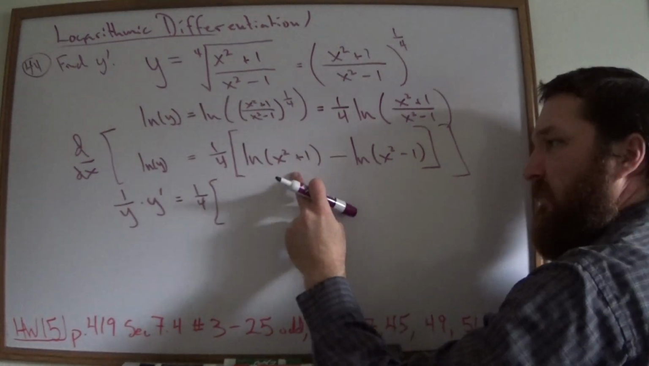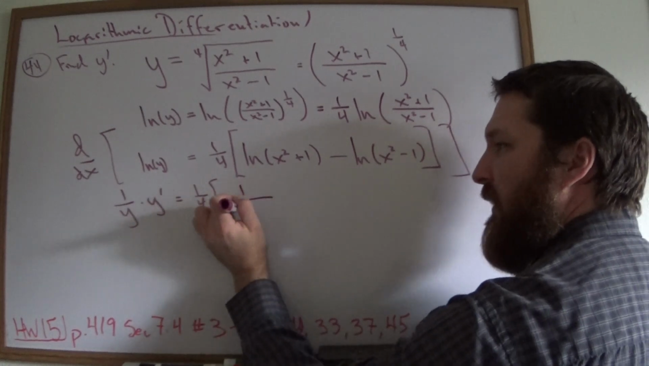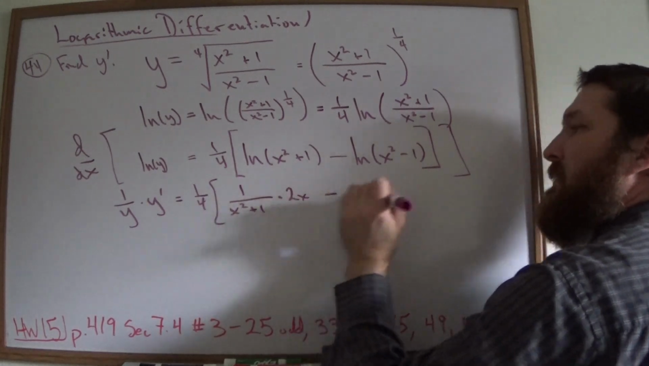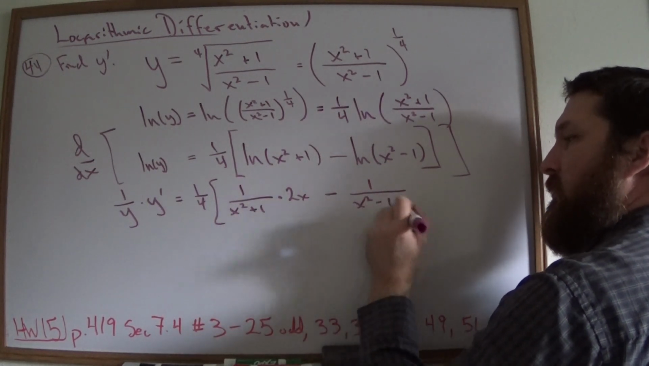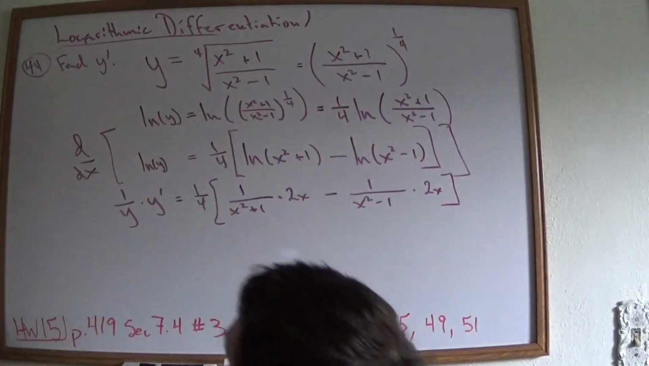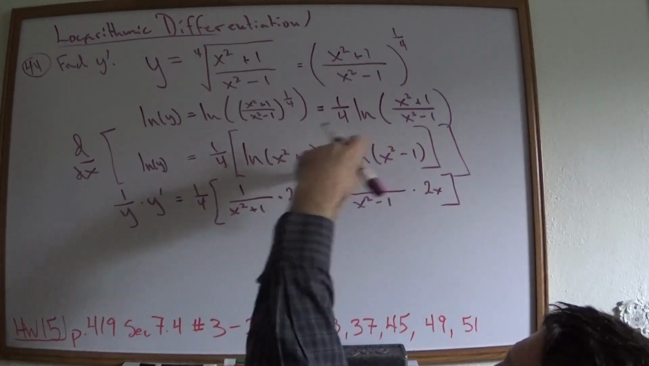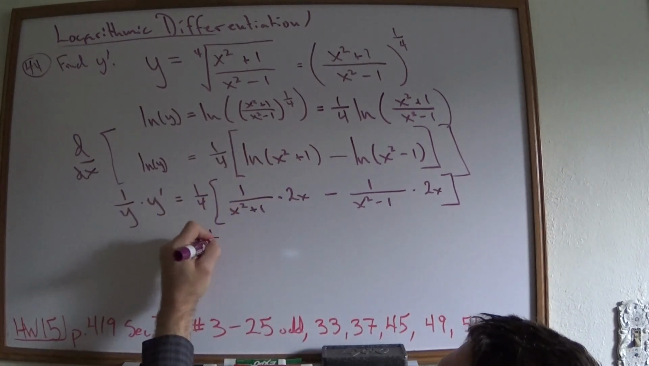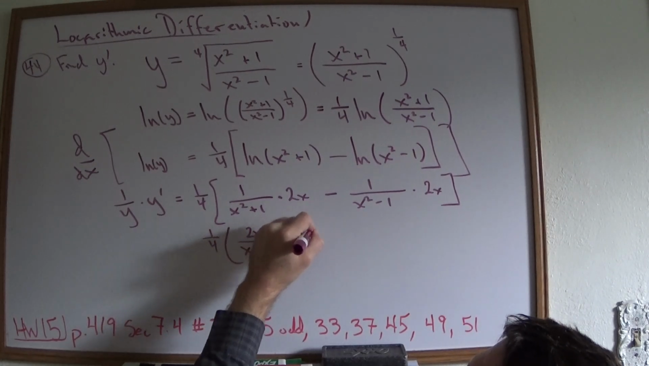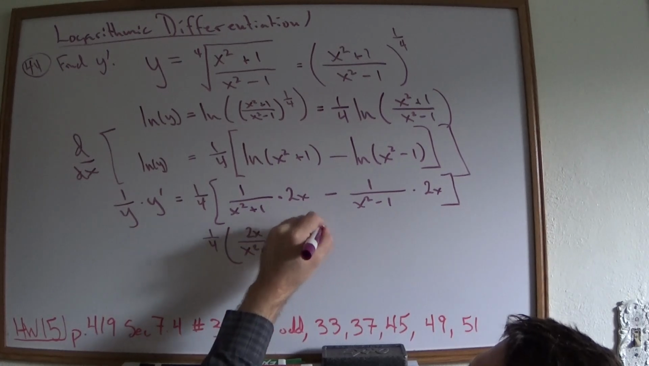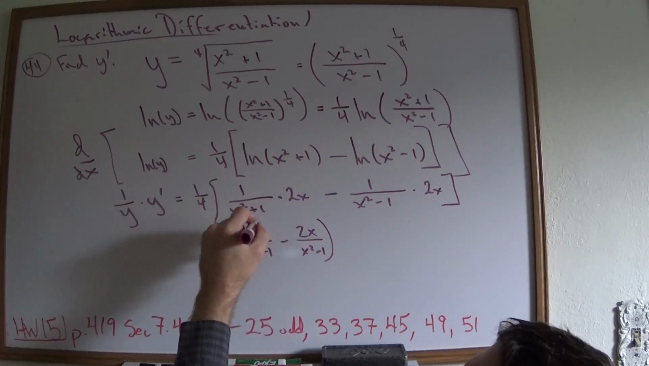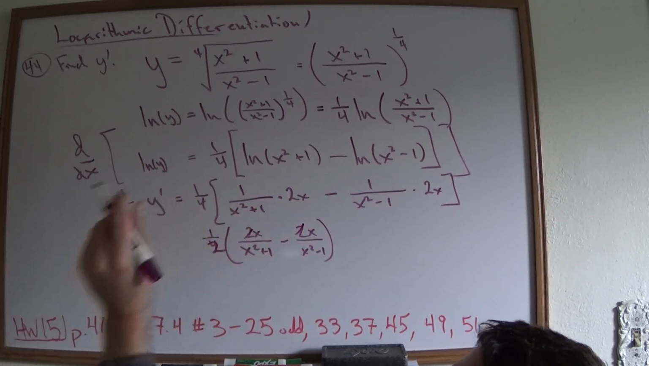So now, what's the derivative of this? 1 over that stuff: x squared plus 1 times 2x, minus 1 over x squared minus 1 times 2x. A bunch of different ways I could do this. I'll just do it this way. A quarter, and now we have 2x over x squared plus 1 minus 2x over x squared minus 1. I could get a common denominator, but why bother? I'm going to pull out a 2. That cancels with the 4 right there.